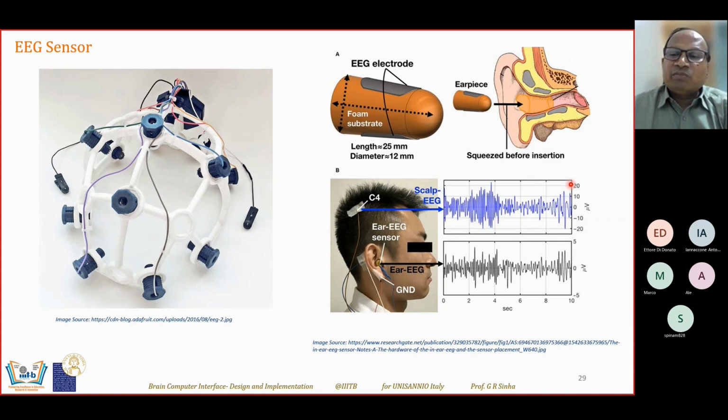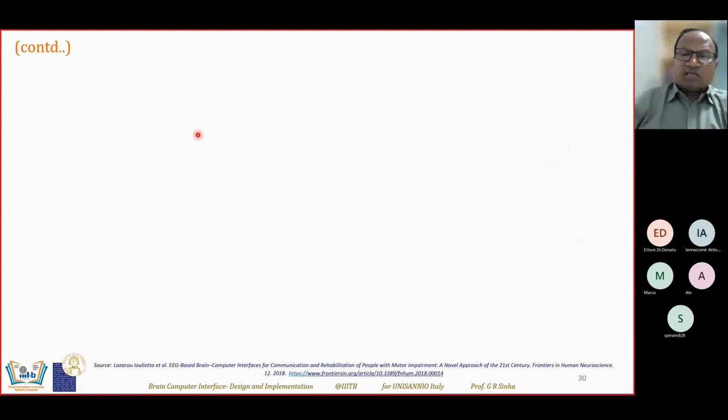I believe this variation is in millivolts, 20 millivolts to minus 20 millivolts, and on this side it is in seconds, something like 10 to the power minus 5, or 0.8. So the timing may be in seconds, or in milliseconds. So this is how you use different types of EEG sensors.